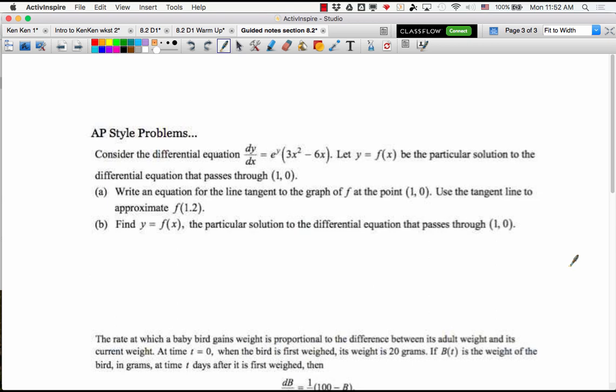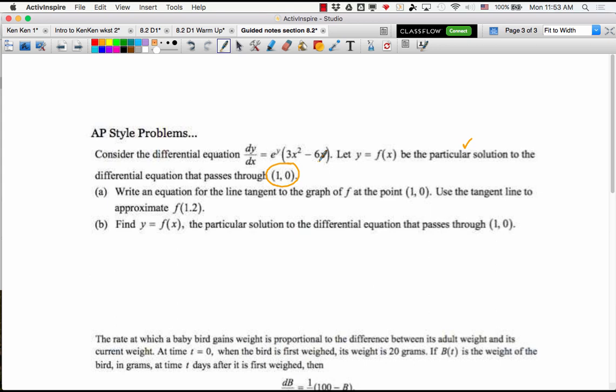Okay, consider this differential equation. Let y equals f of x be a particular solution to the differential equation that passes through this point. Okay, stay with me now. Particular solution means you need to figure out what c is. Not a general solution that has a c in it, but a particular solution. So we need to use separation of variables. We need to figure out what the equation is, and we also need to figure out what C is.